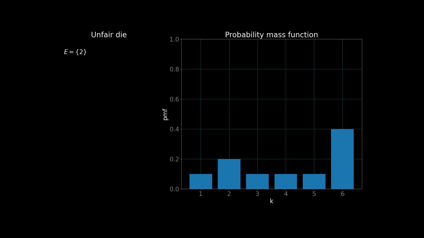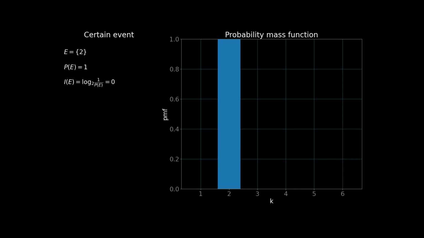By contrast, for an unfair die, for which the probability of 2 is 1 in 5, the number of bits of information contained in this outcome is only 2.32, so less than before. Note that the more probable an event is, the fewer bits of information are needed to represent it.